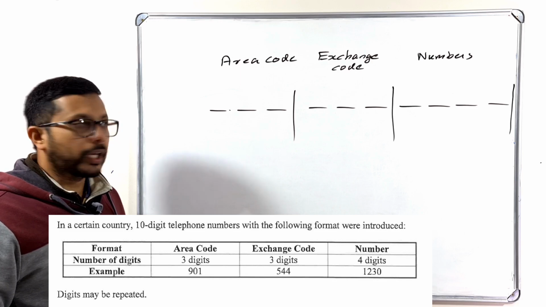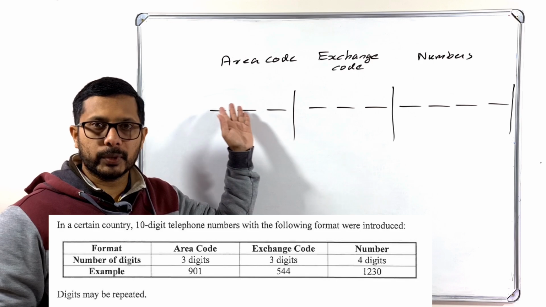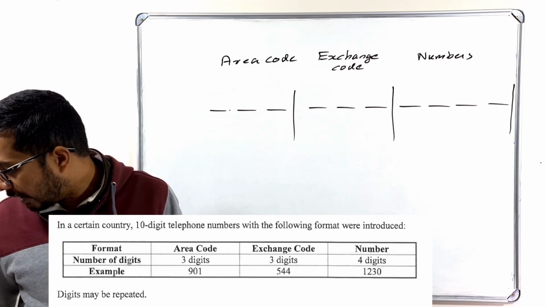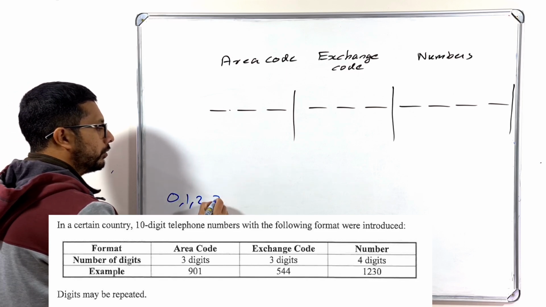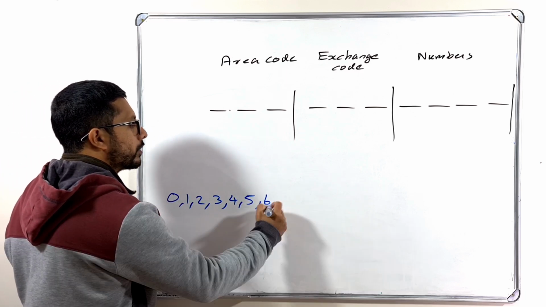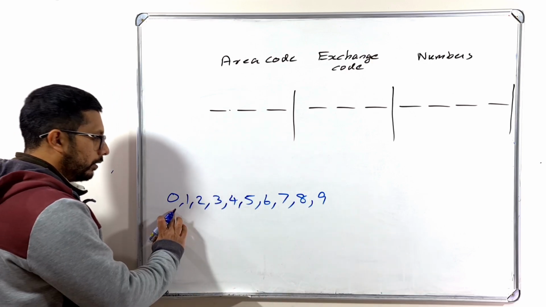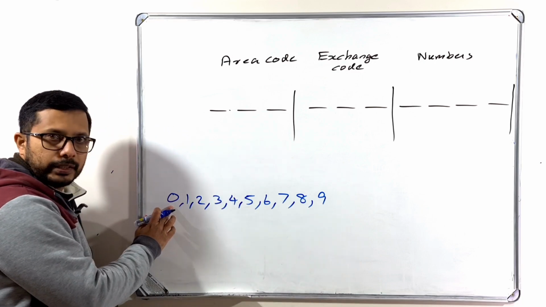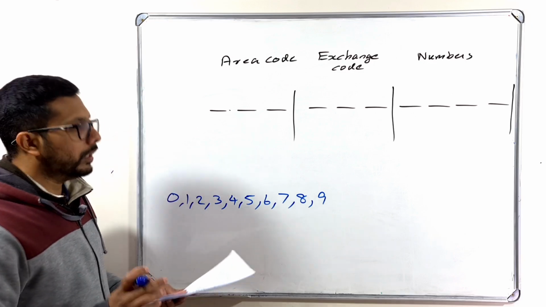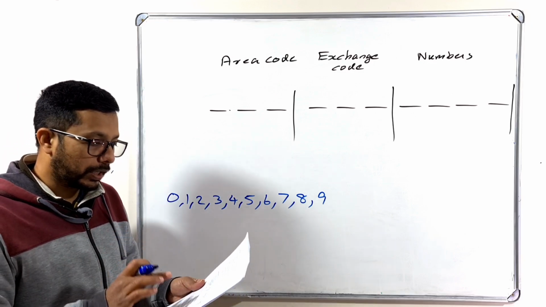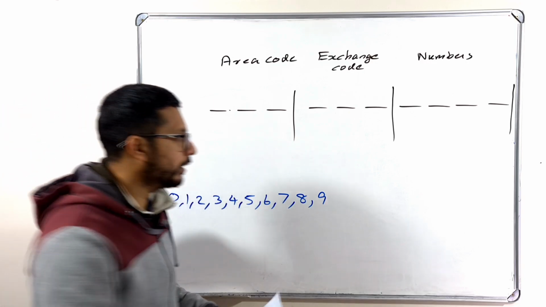Now, digits may be repeated. In this set, 10 numbers are there in that telephone number. So what are the 10 numbers? How many numbers are in the number system? 0 1 2 3 4 5 6 7 8 9. Am I right? How many numbers are in the number system? 1 2 3 4 up to 9, plus 0, is 10. That means there are 10 numbers. Now it is very important that you look at the sentence just after that table. Digits may be repeated.